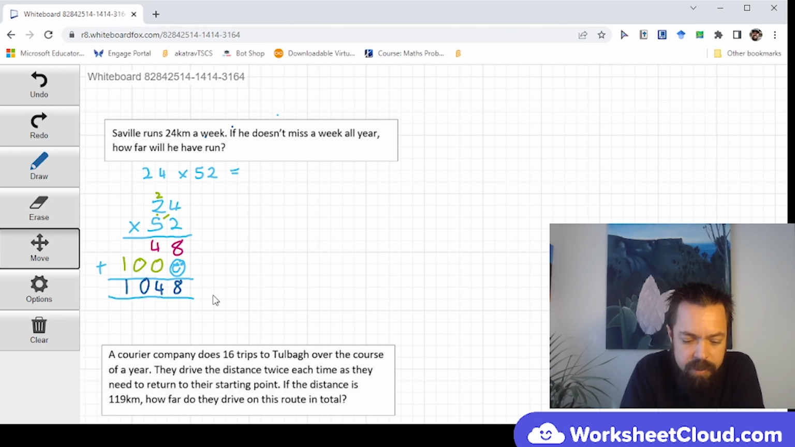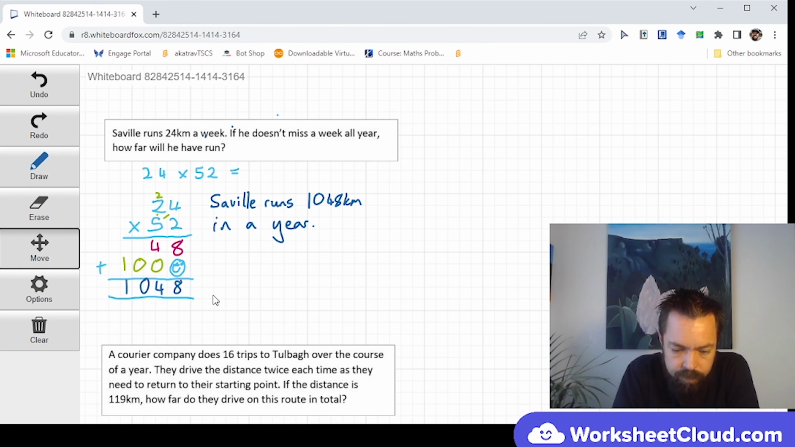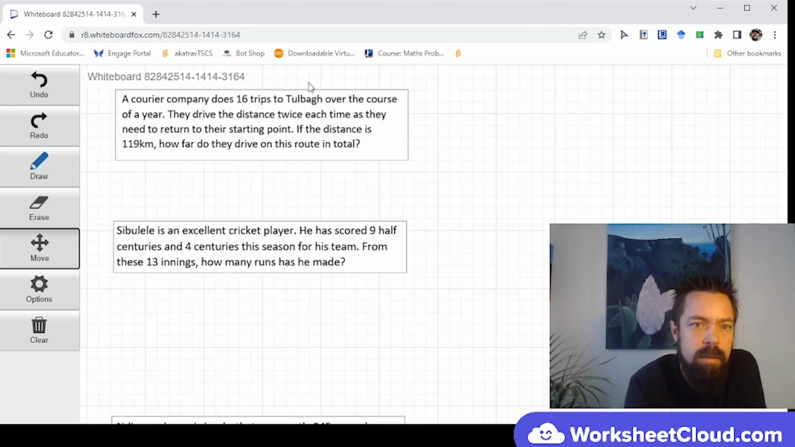And we need to make sure to write that in words. Saville runs 1,048 kilometers in a year. Or in the year, whatever you want to write. Okay, so there we go. There's our first word problem. Let's have a look at our next one.